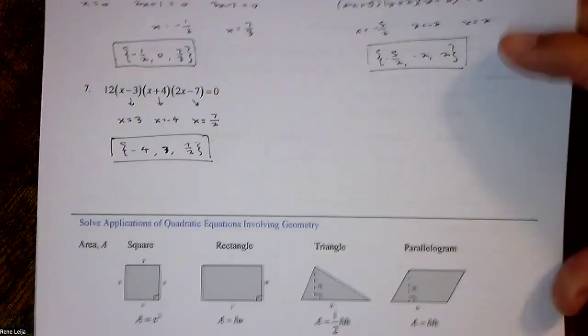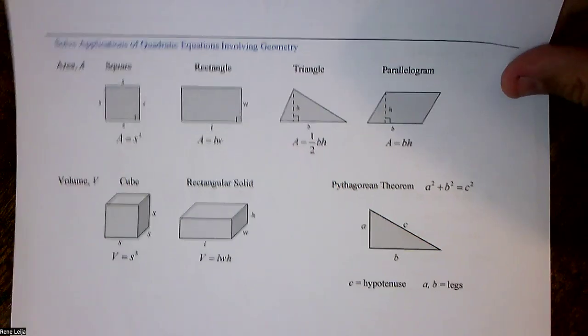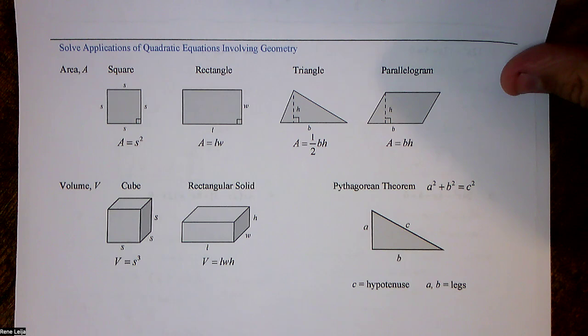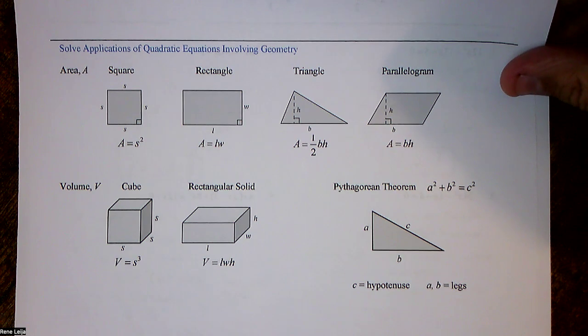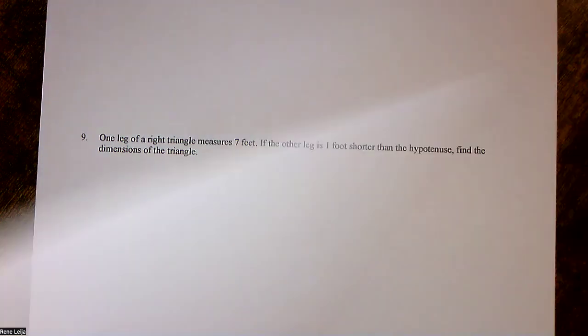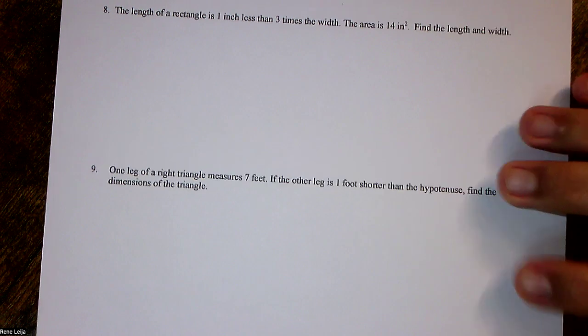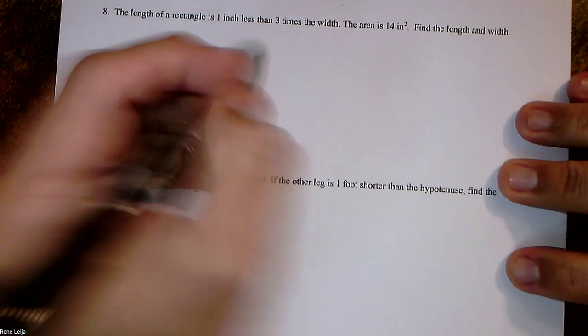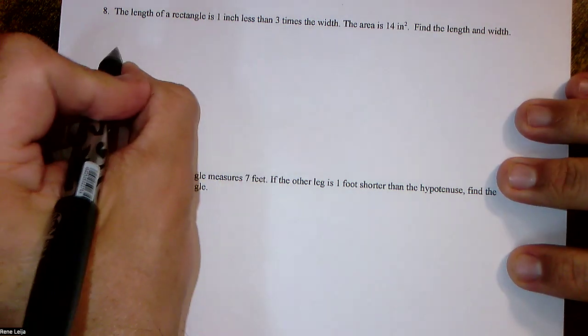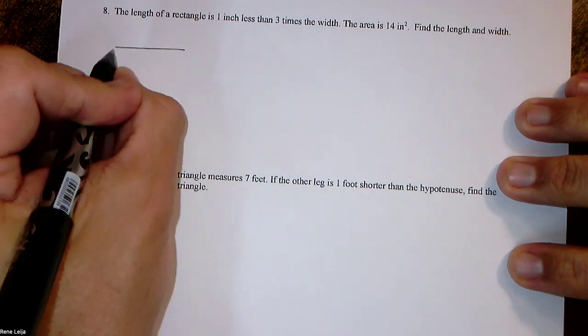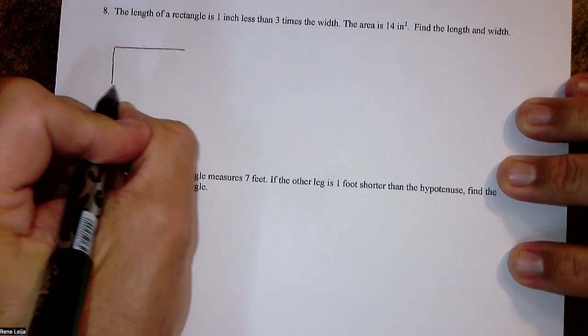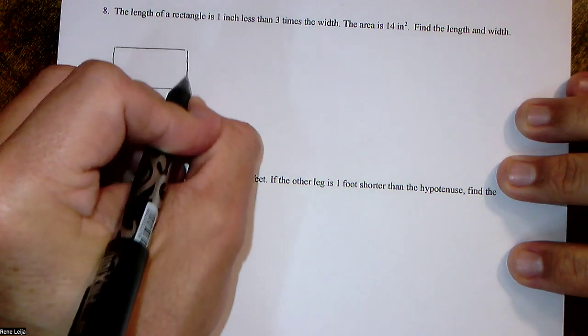Okay. All right. Now we've got 2 word problems to go through real quick. So here I would keep this sheet handy. Make sure that you go through this and know these formulas. You're going to need them. Okay. All right. So 8. It says the length of a rectangle is 1 inch less than 3 times the width. The area is 14 inches squared. I always suggest that you draw a picture because it helps.